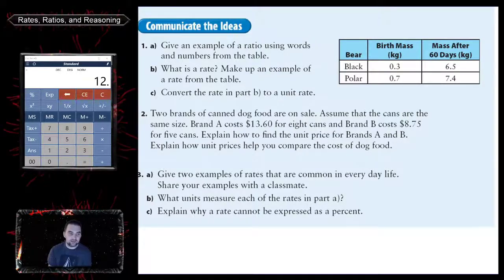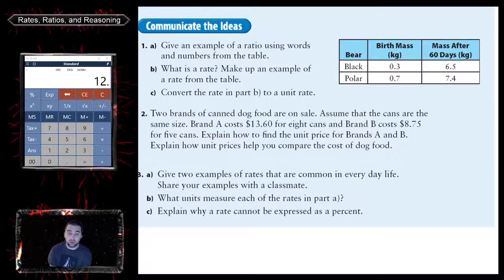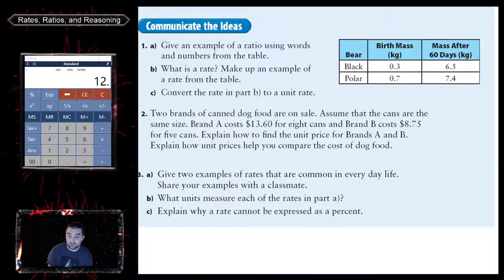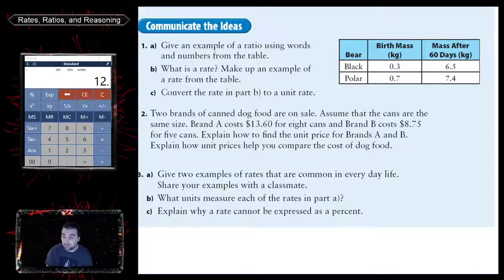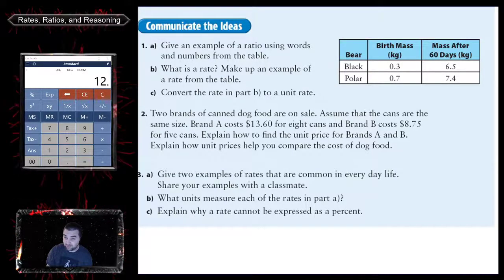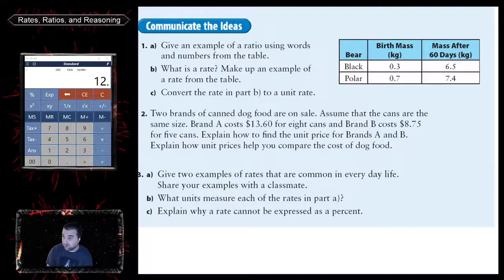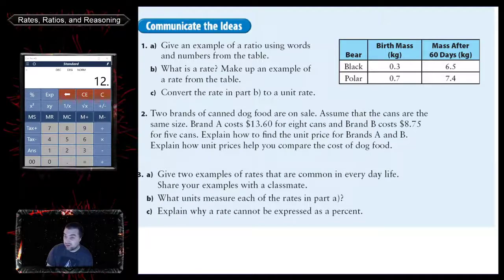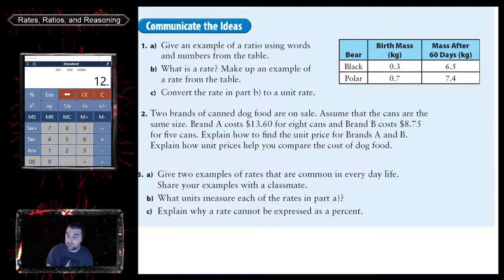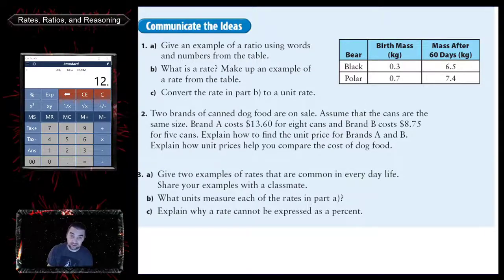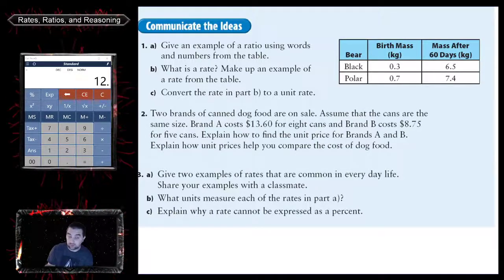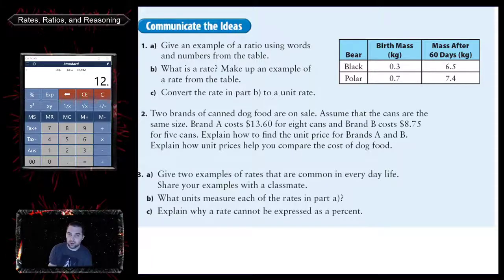Okay, so looking at these communicate the idea problems here, they're not so bad. Give an example of a ratio using words and numbers from the table. So using words, we've got birth mass of black bears and polar bears, and then the mass after 60 days. Okay, a ratio, 0.3 to 0.7 as a number, and that as words is comparing the birth mass of a black bear to the birth mass of a polar bear. Sure, I could have done a lot of different ratios there.